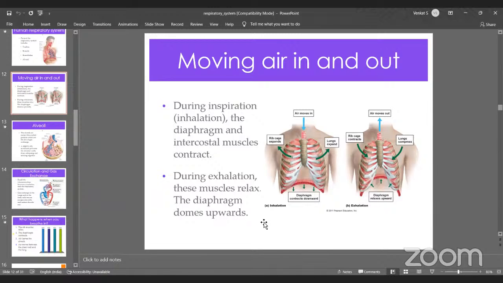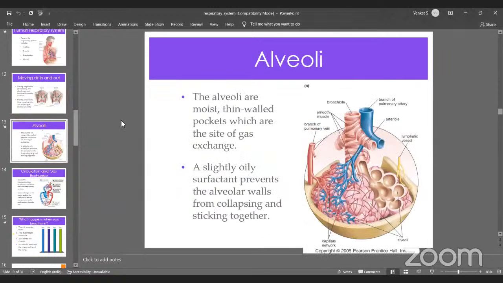So this is the mechanism of moving air, receiving oxygen and releasing carbon dioxide, which depends on the diaphragm movements and muscle contractions. The alveoli in humans and mammals are the most thin-walled pockets, which are the site of gas exchange. In mammals, gas exchange happens in the alveoli.